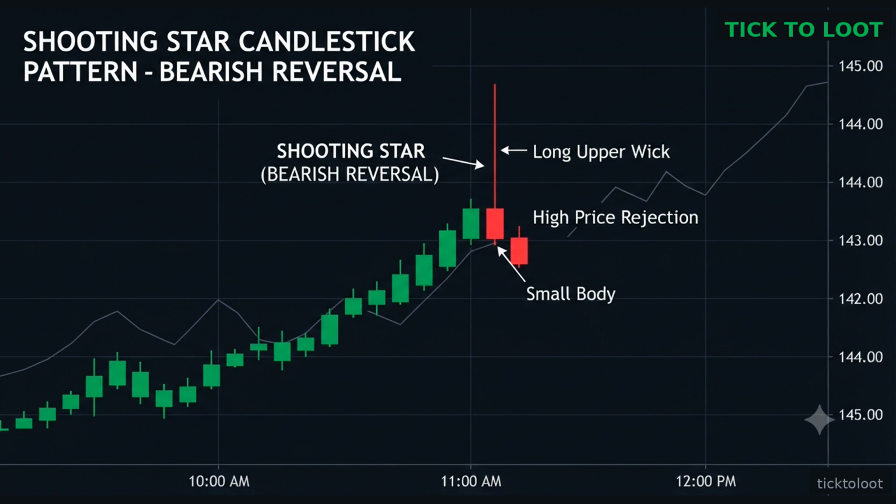Let's start with the shooting star pattern. This is a bearish pattern that occurs at the top of an uptrend. It has a long upper wick and a small body at the bottom. The long upper wick indicates that the price tried to go higher but was rejected, and the small body at the bottom indicates that the buyers were not able to sustain the price. This pattern is like a warning sign that the trend may be reversing.